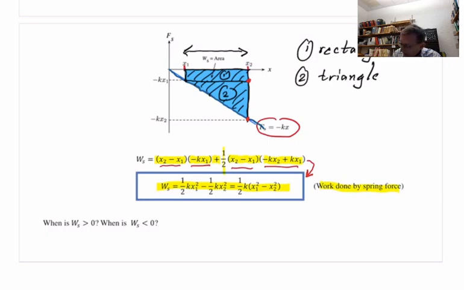Now, work is a scalar, so it doesn't have a direction, but it can sometimes be positive and sometimes be negative, depending upon what's happening in the situation. So here's another useful thing to ask ourselves. Under what conditions is the work done by the spring force positive? And conversely, under what conditions is the work done by the spring force negative? Let's talk about that for just a minute.